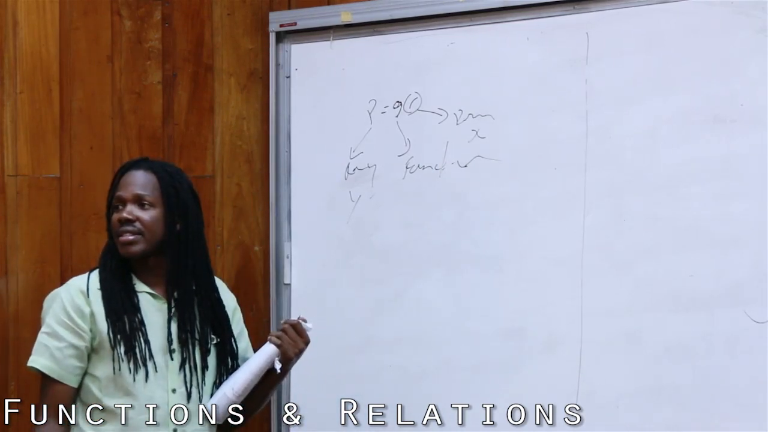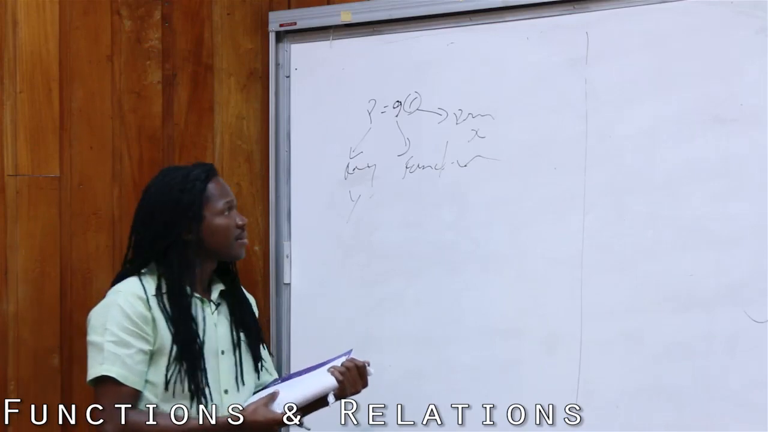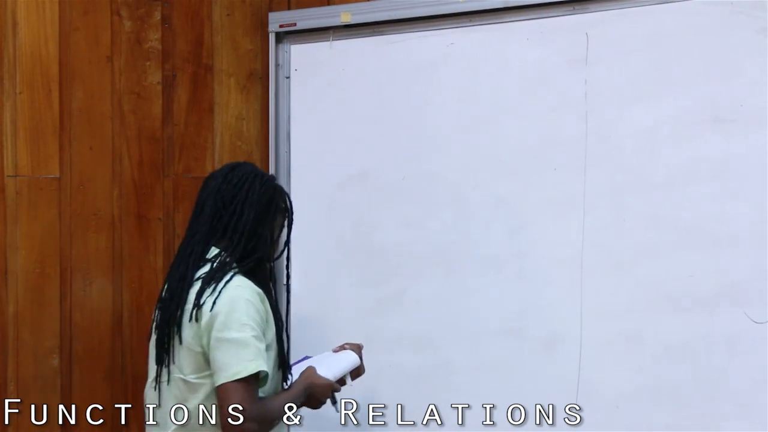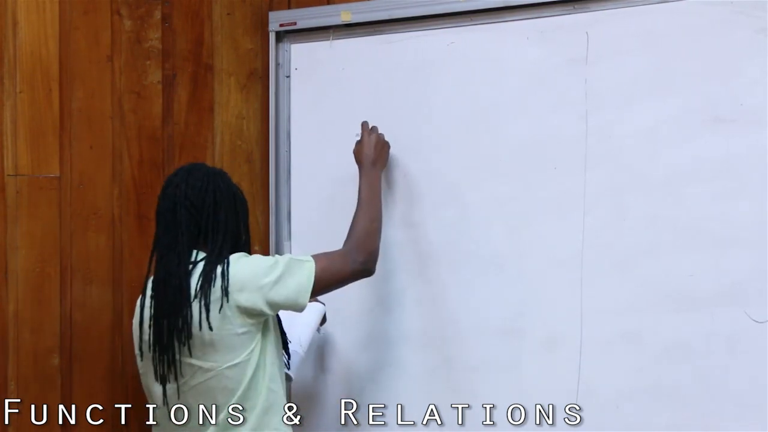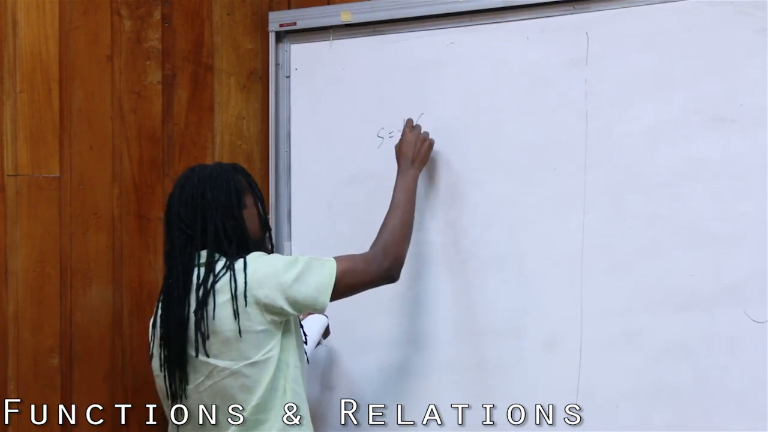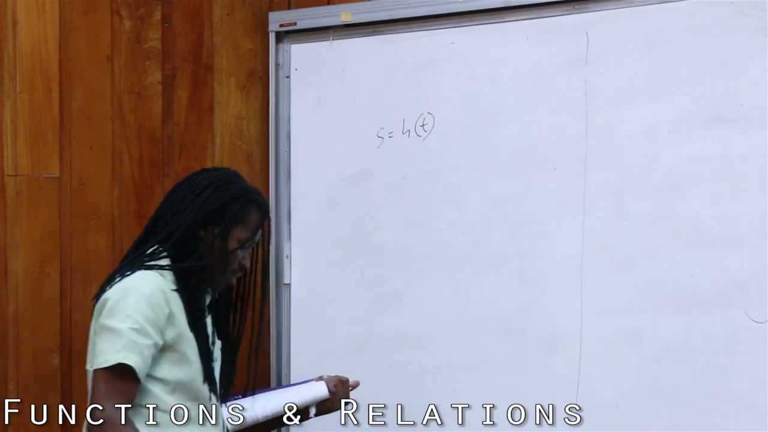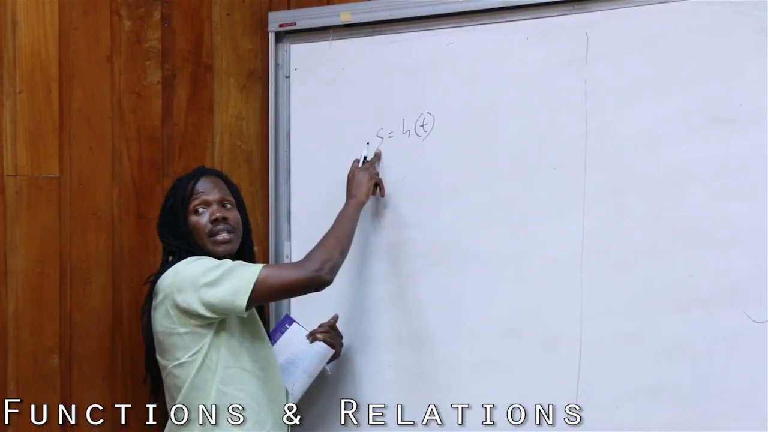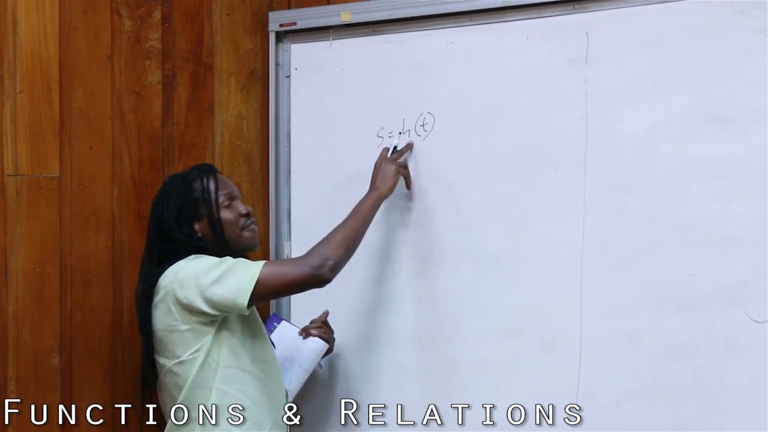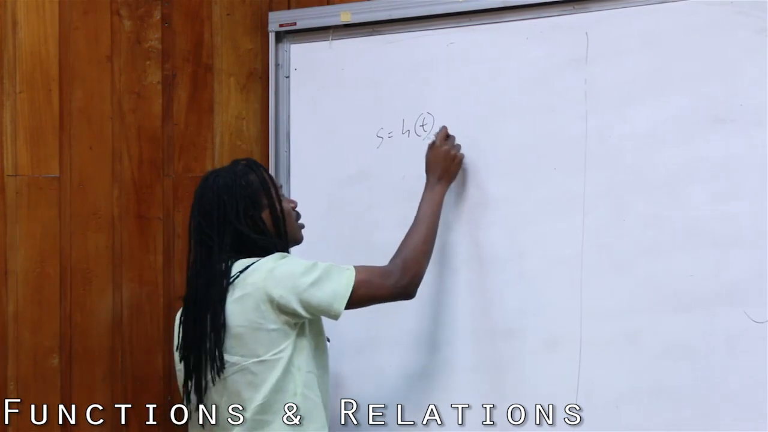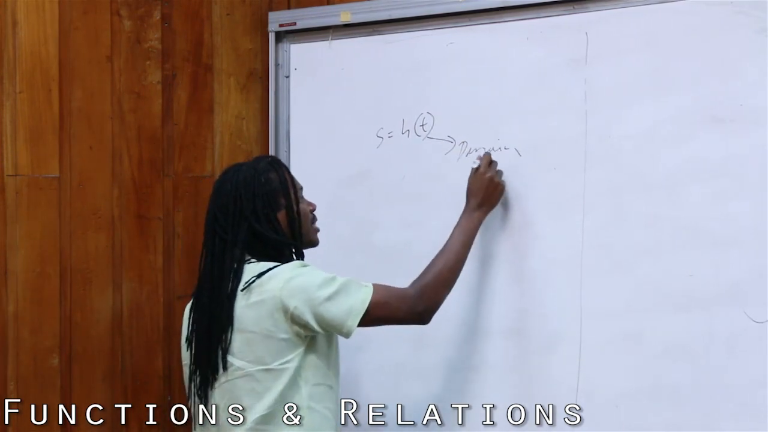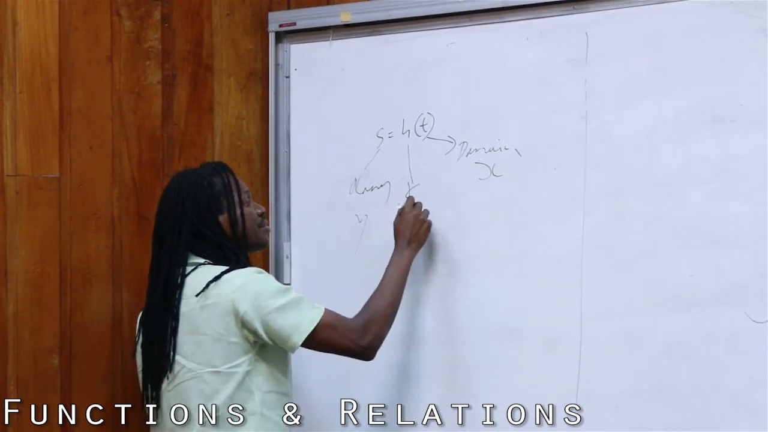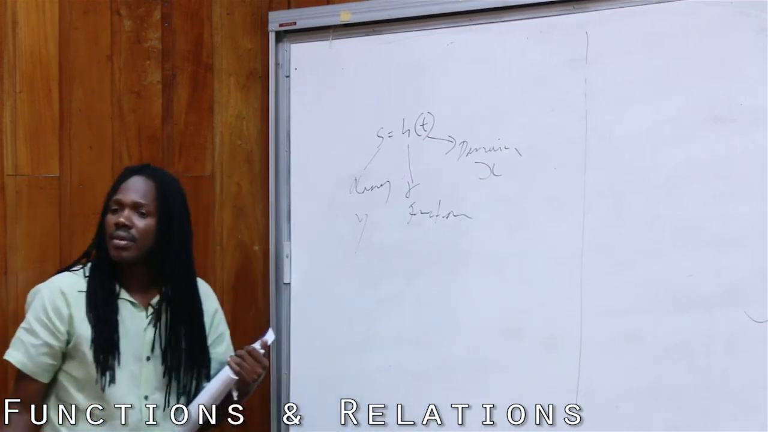See that? Just listen. They also use H as a representation of function. What does that mean? Which one is the domain? What does it mean? S is a function. Domain: x-axis. Range: y-axis. Function. See that?